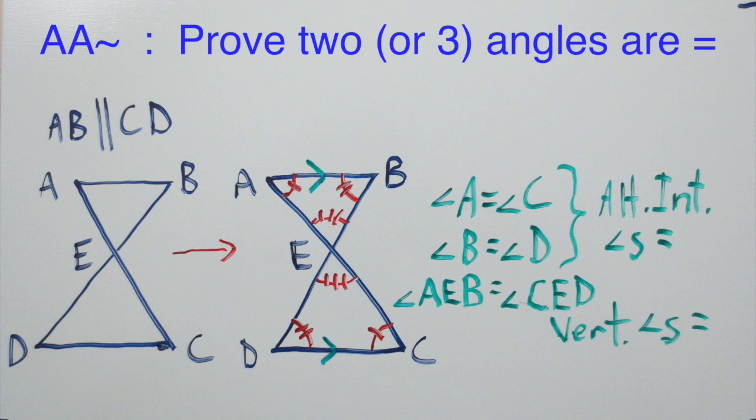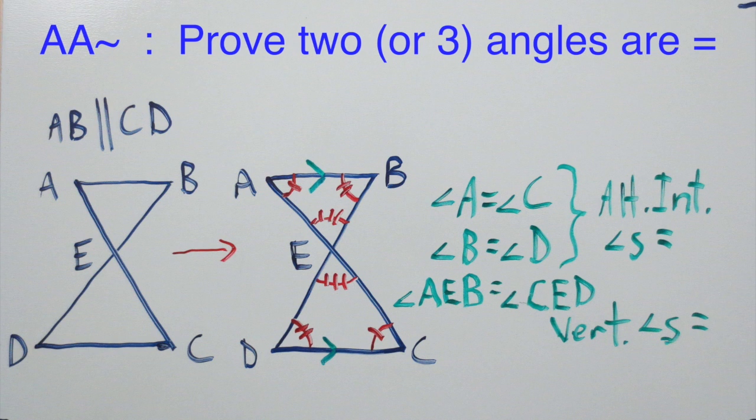So now we can write down a third pair of angles that are equal. So angle AEB is equal to angle CED because they're vertical angles. Notice on this one I actually used 3 letters to describe the angles. That's because at point E, there's multiple angles available, so you got to trace it using 3 letters.